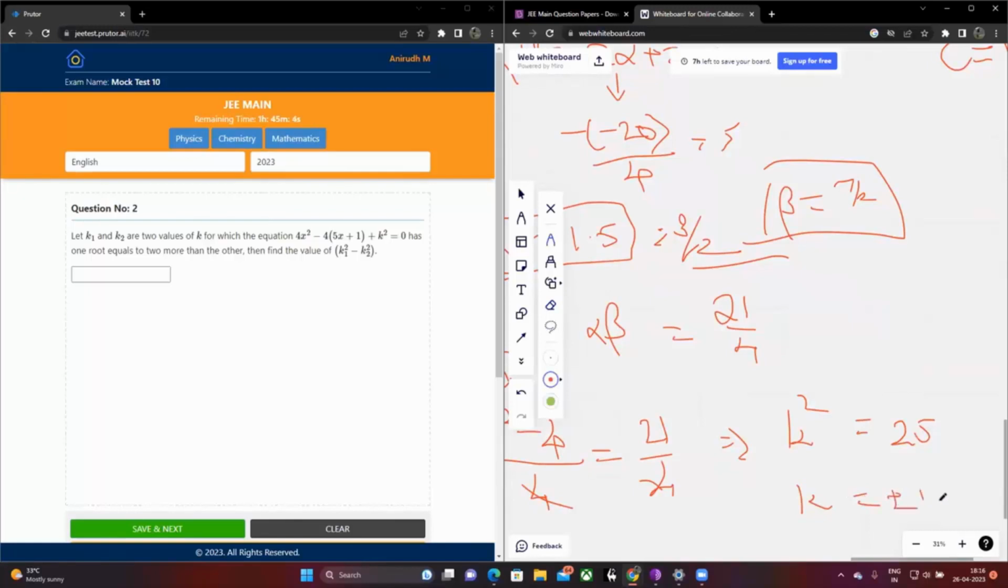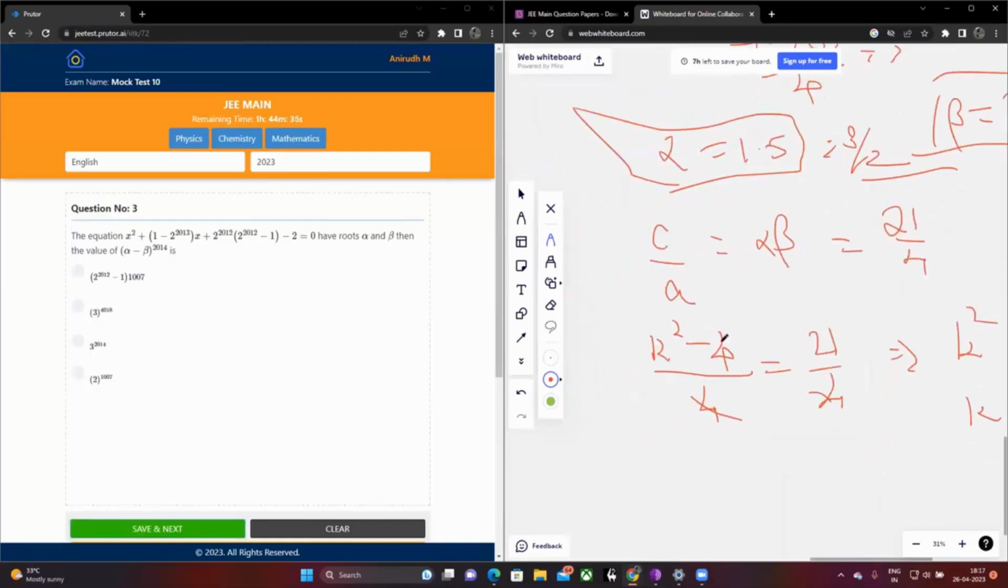K equals plus minus 5, right? So we get that K1 and K2 are basically plus 5 and minus 5 respectively. Not respectively, they can be either way. No one really cares. So the value of K1 square minus K2 square is basically 0, because whatever be the value of plus or minus, for any a equals plus or minus t, a square is basically t square, because plus minus doesn't matter. So K1 square minus K2 square becomes 0. That's the answer, right?